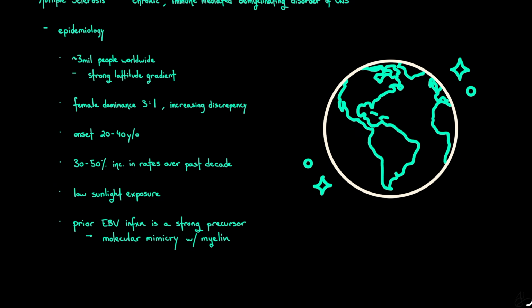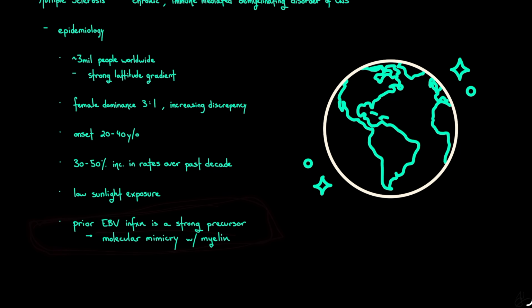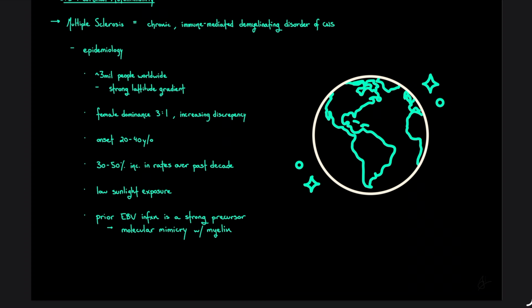All right, and then prior EBV infection, I don't have the percentage, I'm sorry, but is a strong precursor because of the relationship that it has with the peptide structure of myelin. So really interesting that there's only so many patterns that nature has used, and for some reason this virus has a similar peptide signature that myelin has. So very interesting, but a very good marker for a precursor. So that's my multiple sclerosis. Very interesting disease. A lot of cool stuff there to talk about.